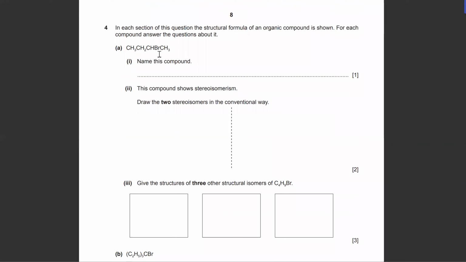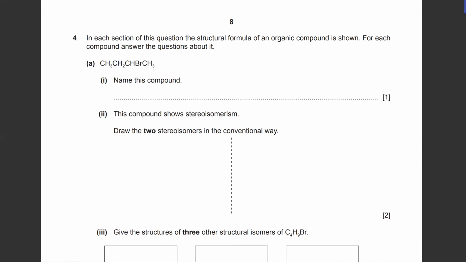Okay, let's start with this. We'll name this compound. If you want to name this compound, that's easy. How many carbon atoms are there? It's 1, 2, 3, 4. So it's but-. And does this have double bonds? I don't think it has double bonds. So it's butane, and there's a bromine attached on the second one. So it's 2-bromobutane. Check for the double bond.